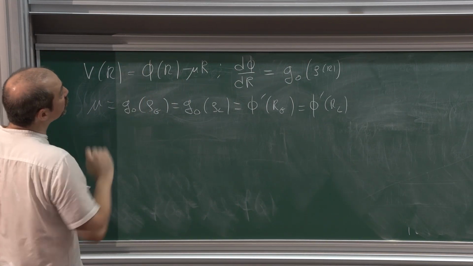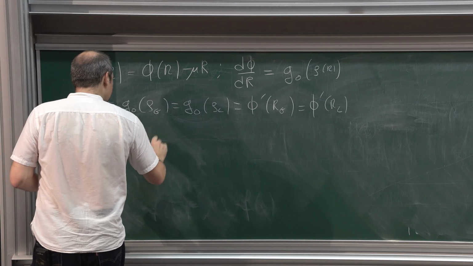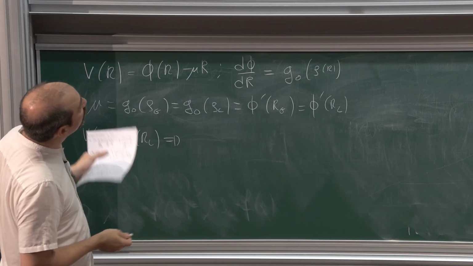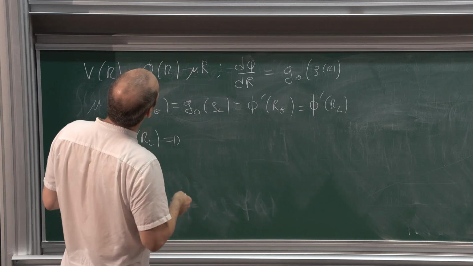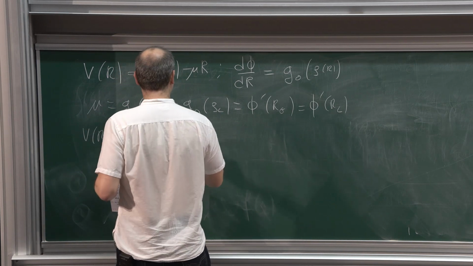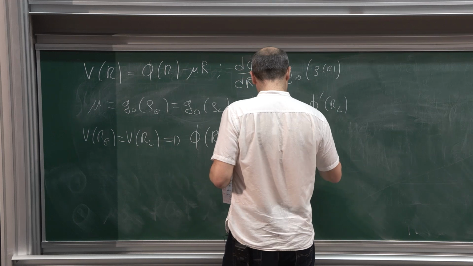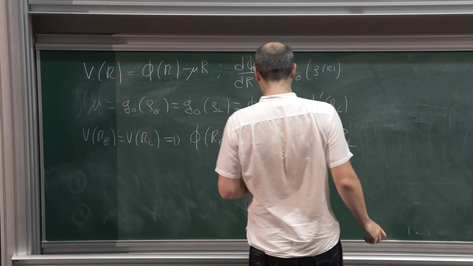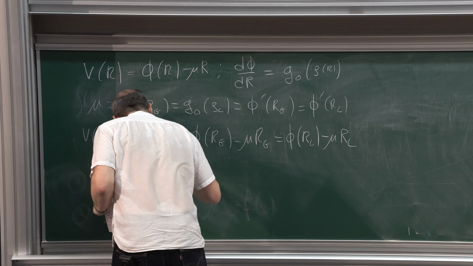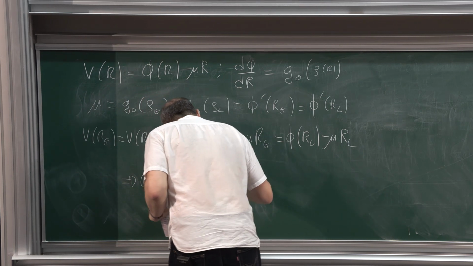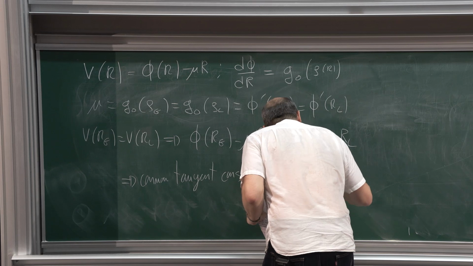And then we have our second condition that we get by integrating. We have V of R gas equal V of R liquid, which means we have this equality of our new pressure. It's here. So I get phi of R gas minus mu R gas equal phi of R liquid minus mu R liquid. And so what you see is that this is nothing but a common tangent construction on a generalized free energy, phi of R.